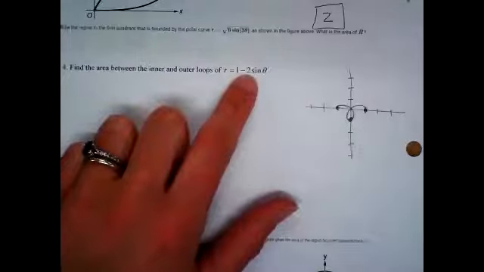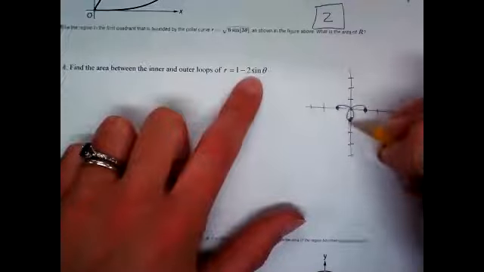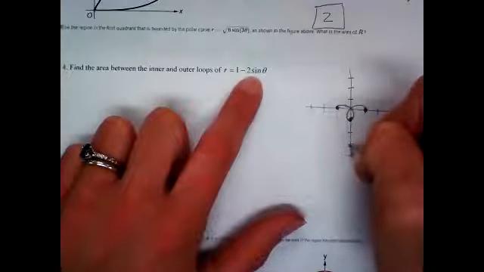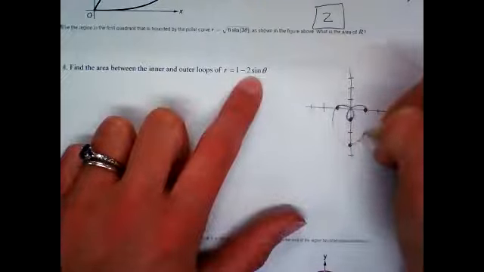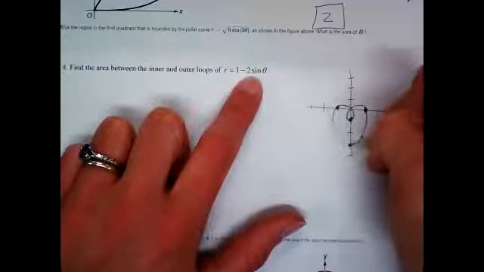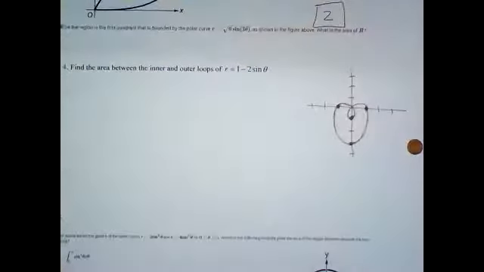Negatives cancel, so 1 plus 2 would be 3. So 3 pi over 2 would be down here. If you go 3 in that direction, that's going to put you here. And then 2 pi is going to put you back where you started. So this time it's like a right side up, looks sort of like a heart, like loop the loop. So a little tricky for this one.